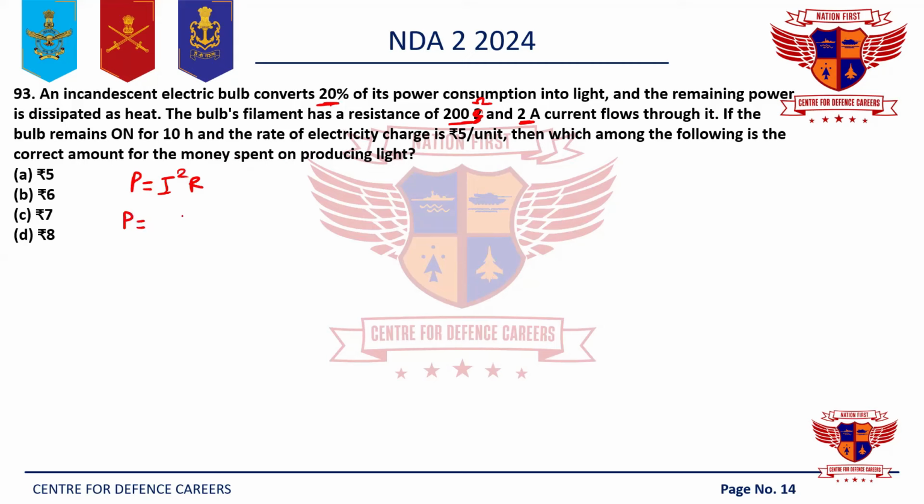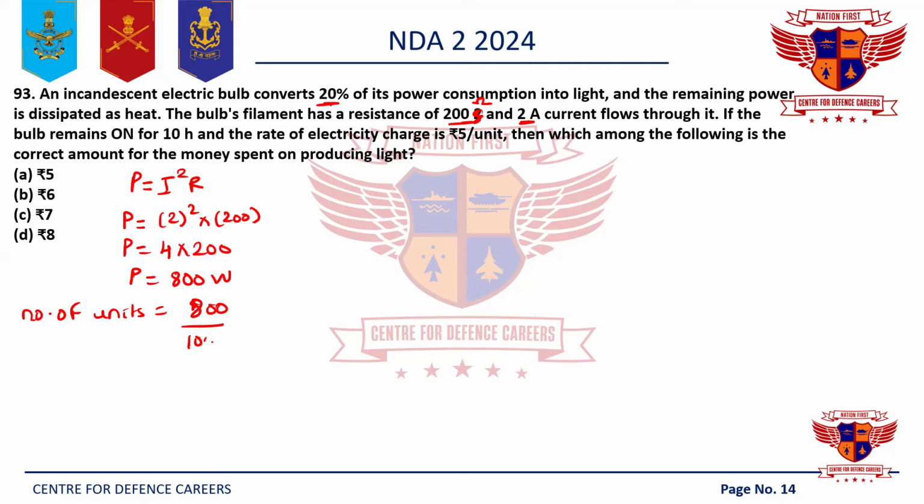So power will be equal to 2 square into R, that is 200 ohms. So we get power equal to 4 into 200. So we get power equal to 800 watts. Now let's convert this into number of units. So number of units is very simple. Let's divide this by 1000. So we get 800 divided by 1000.